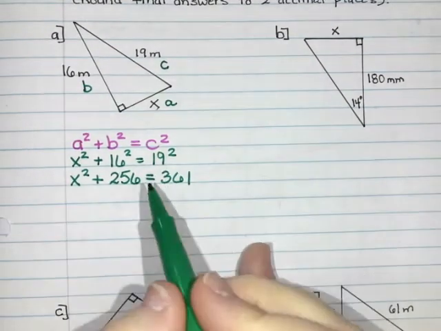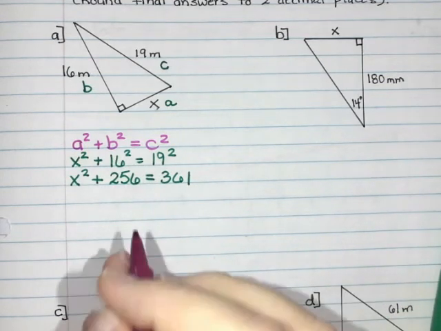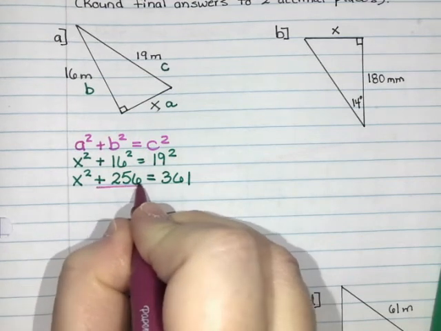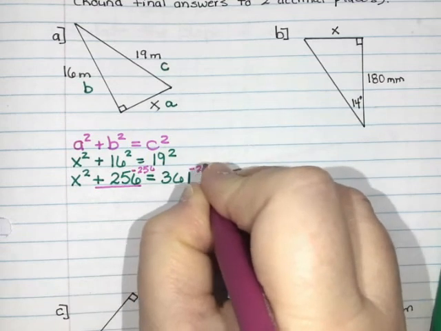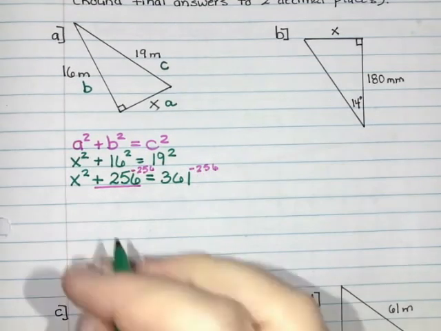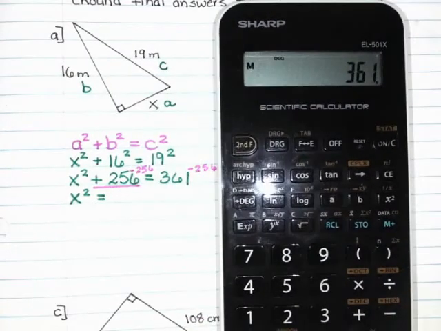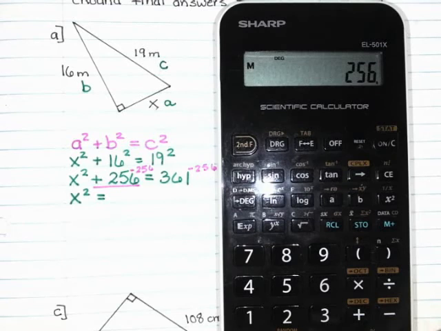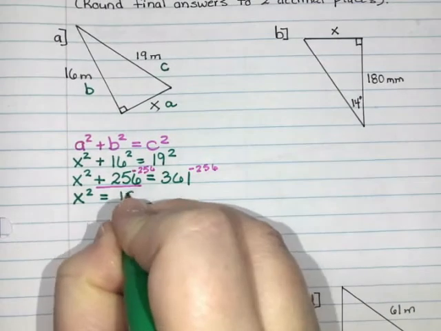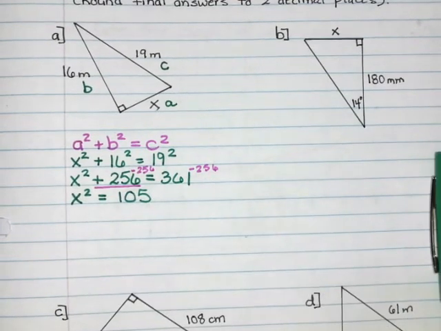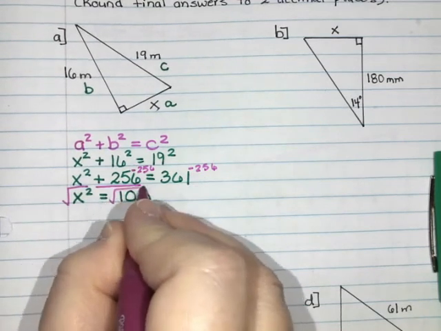Now at this point, I have the 2 numbers, but there's an equal sign in between them, so I can't just add those together. What I am going to do is try to cancel out that plus 256 by subtracting 256 from both sides to get that x squared equals 361 take away 256, which is 105. And then to cancel out a square, we do the opposite operation, which is a square root.